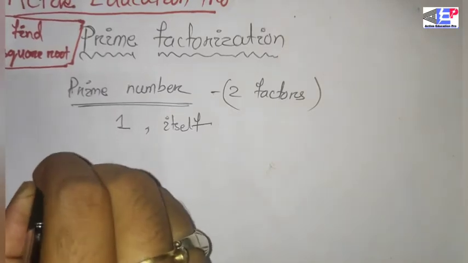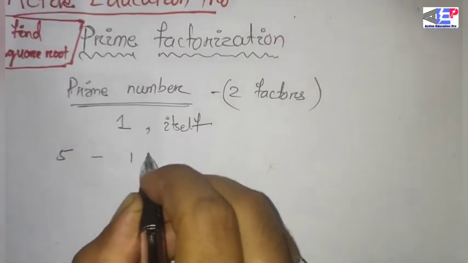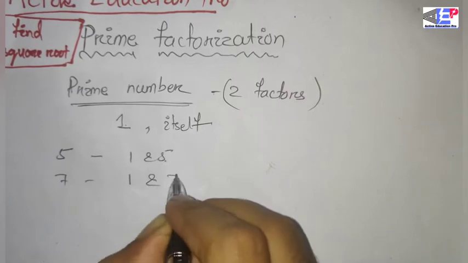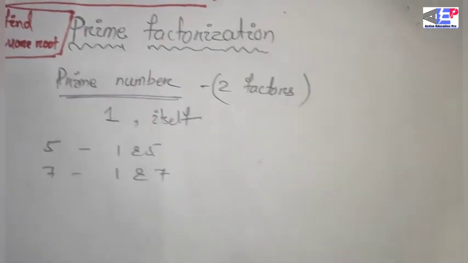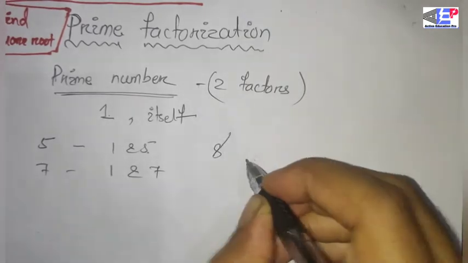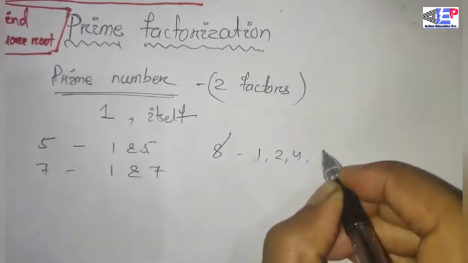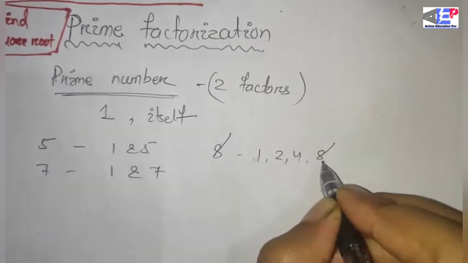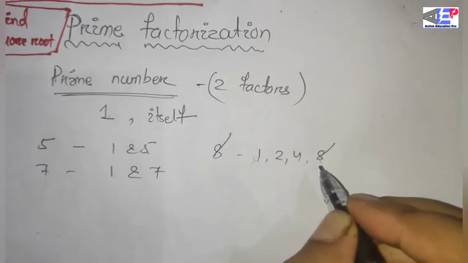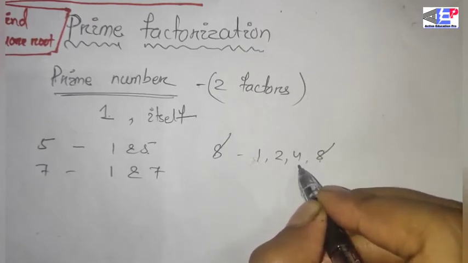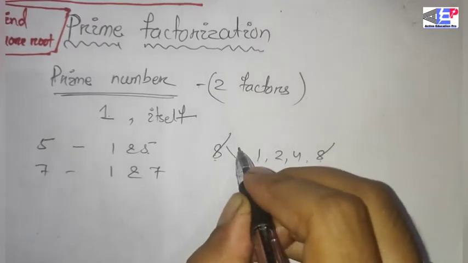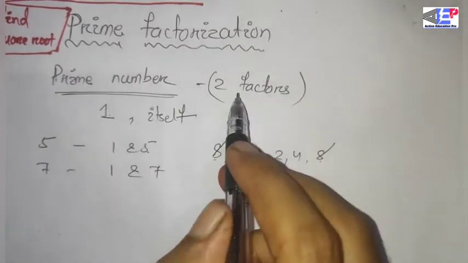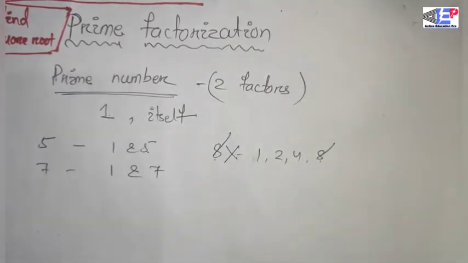For example, 5 can be divided by 1 and 5, and 7 can be divided by 1 and 7. So both 5 and 7 are prime numbers. But the number 8 can be divided by 1, 2, 4 and 8. Except 1 and 8, there are two more numbers, 2 and 4, which can divide 8. So 8 is not a prime number, it is a composite number. Prime numbers have only two factors and composite numbers have more than two factors.